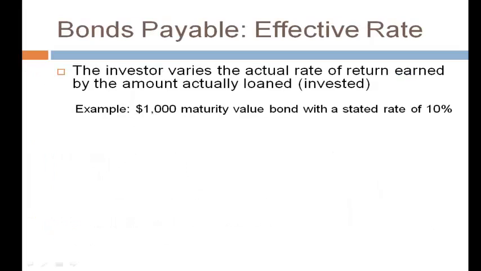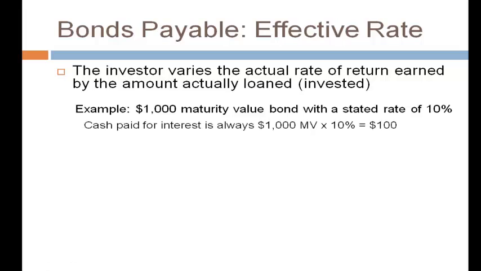The market rate is determined by the amount of funds exchanged between the borrower and the investor. Let's look at an example of how the amount exchanged determines the rate. This bond has a maturity value of $1,000 and a 10% stated rate. The interest paid will be $100 regardless of the amount exchanged because the 10% is stated in the bond contract. The maturity value is stated in the bond contract also and does not change.